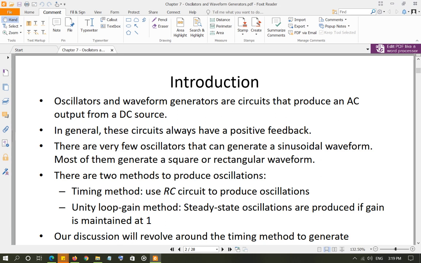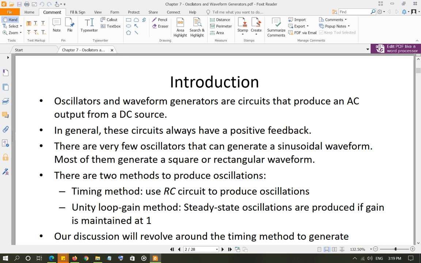Chapter number 7 of linear integrated circuits. We are going to discuss oscillators and waveform generators. So what are oscillators and waveform generators? Basically, these are circuits that produce an oscillatory, periodic output, most of the time a square or rectangular waveform.